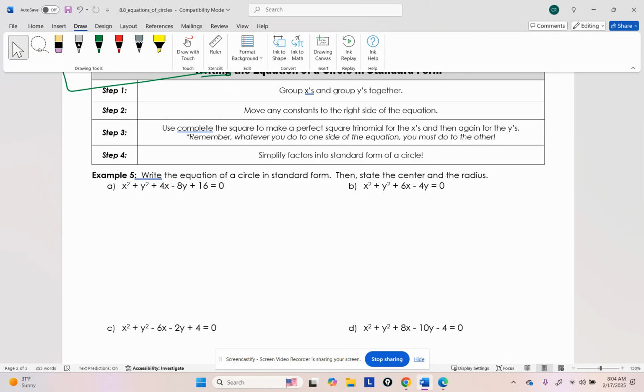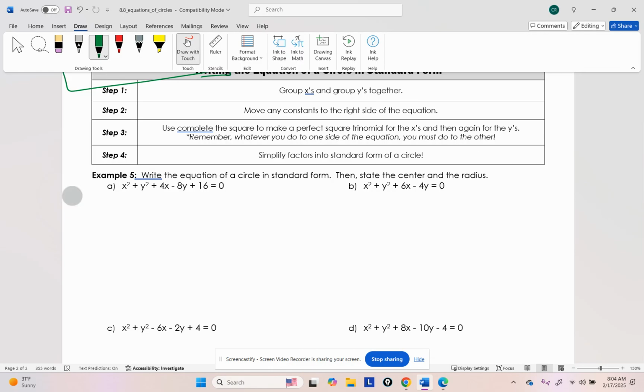Okay, we want to write the equation of a circle in standard form. So we did completing the square in Math 2, so we're going to have to do completing the square here as well. What we want to do when we're completing the square is basically get our x's and y's together. That's the first step, getting our x's and y's together.